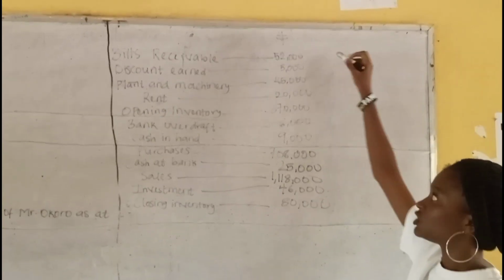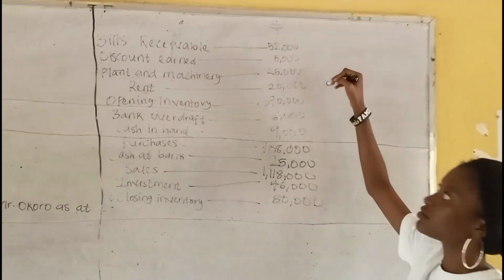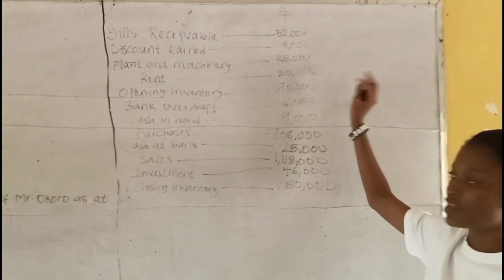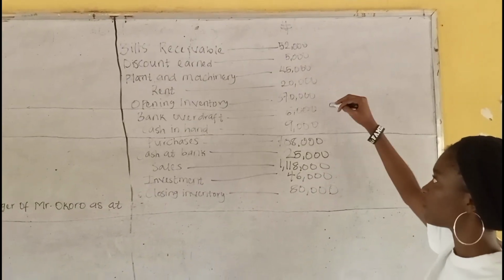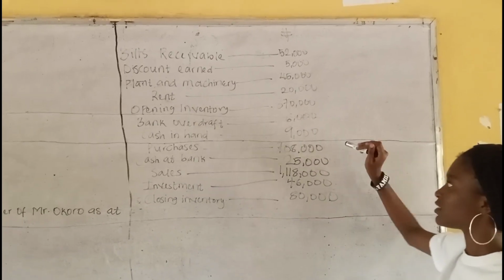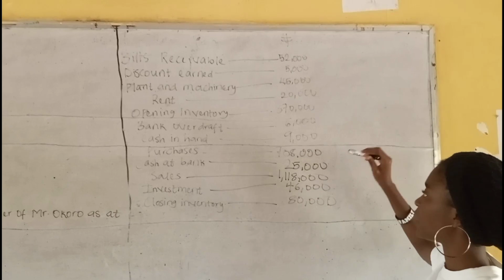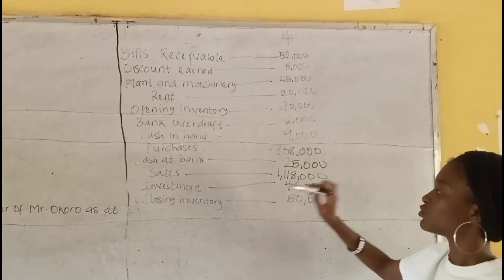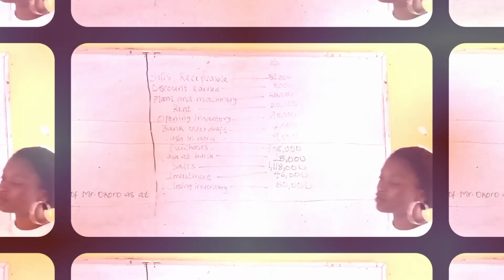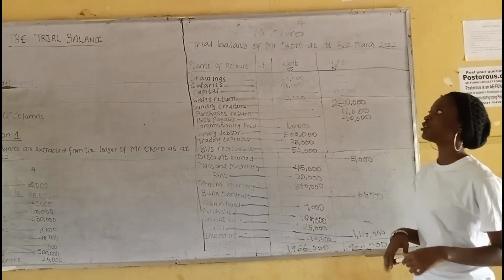Bills receivable amounting to 52,000, discount earned 5,000, plant and machinery 45,000, rent 20,000, opening inventory amounting to 370,000, bank overdraft 6,000, cash in hand 9,000, purchases 708,000, cash at bank 25,000, sales 1,118,000, investment 46,000.